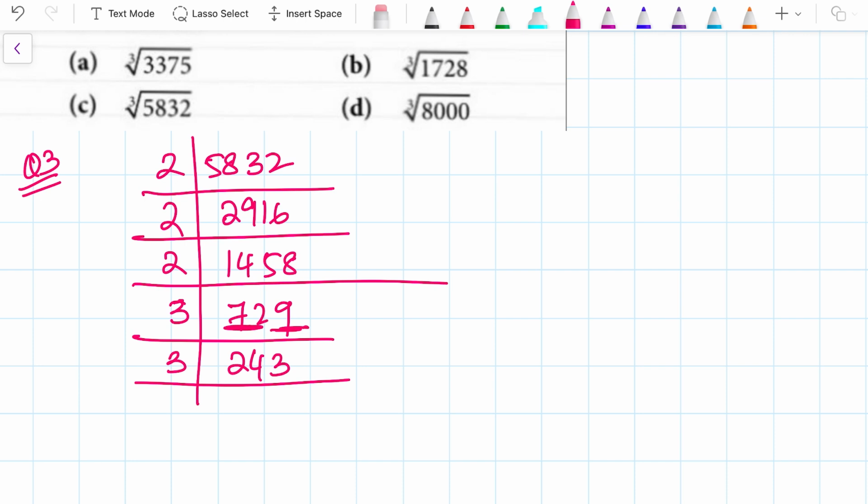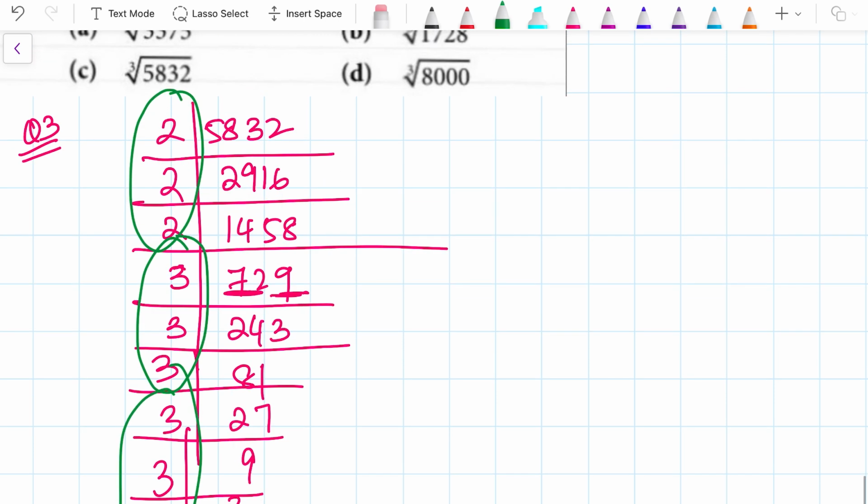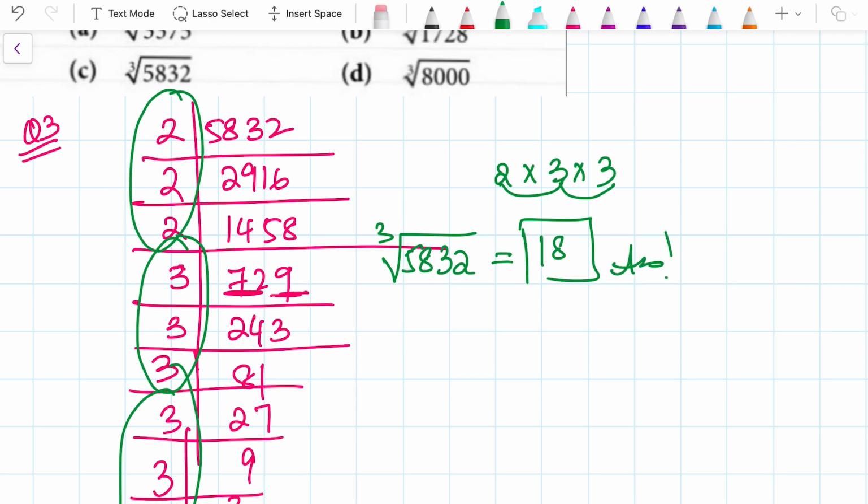Again divided by 3. 3 times 27, 3 times 9, 3 times 3, and 3 times 1. A cube root means sets of 3. 1, 2 will come out from each set. 6 into 3 is 18. So the cube root of 5832 is 18, which is my answer.